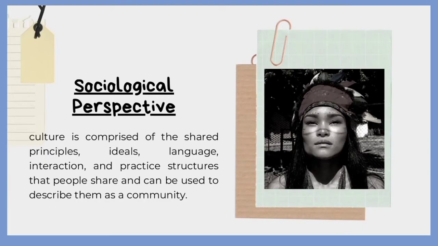In a sociological perspective, on the other hand, culture is viewed as comprised of the shared principles, ideals, language, interaction, and practice structures that people share and can be used to describe them as a community. It also includes the common material artifacts of the community or the society. It is different from society's social system and economic dimensions, but it is linked with them, both informing and being informed by them.